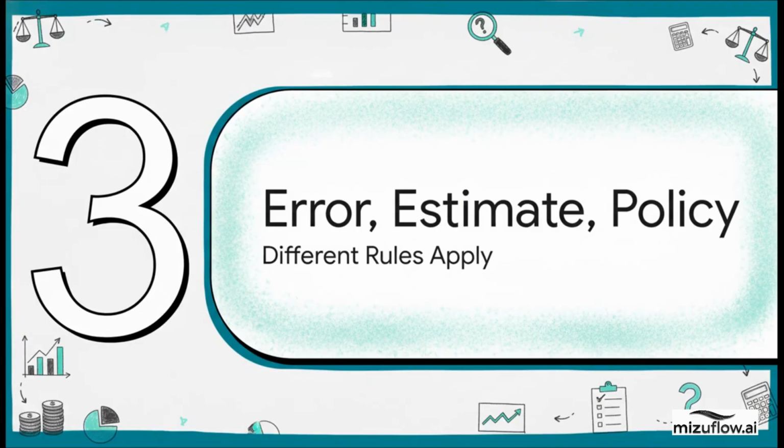Okay, so we've got a handle on materiality, but there's another crucial fork in the road we have to navigate. You have to be absolutely sure what kind of issue you're looking at. Is it a genuine error, or is it a change in an estimate? Or maybe a change in accounting policy? Because I'm telling you, the accounting treatment is completely different for each one.